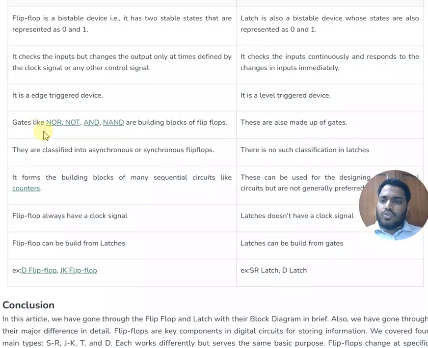Here the gates are used like NOT gate, AND gate, NAND gate, NOR gate, and the latches are also made up of gates as well. So flip-flops are classified as asynchronous flip-flops or synchronous flip-flops. I think synchronous means they have a direct relationship with the clock CLK signal, and asynchronous means they do not have a direct relationship with the clock. I think that is what synchronous and asynchronous means, but flip-flops are classified into asynchronous and synchronous, but there is no such classification in the latch.